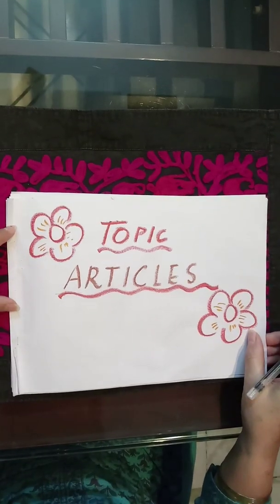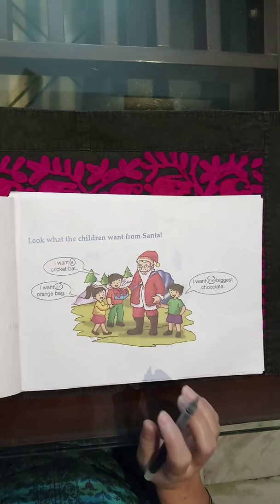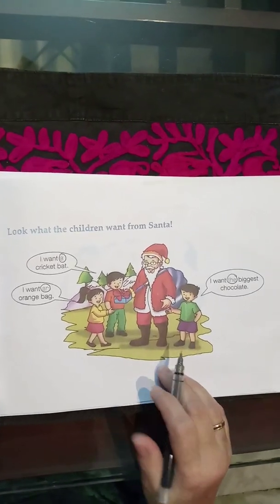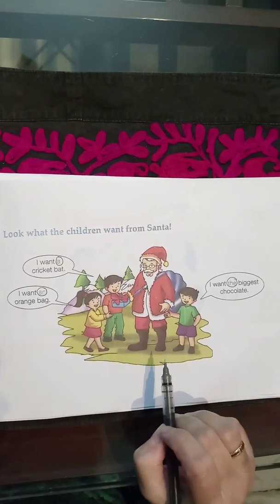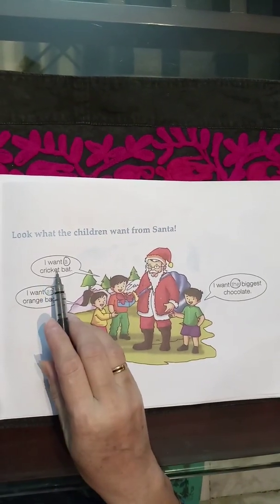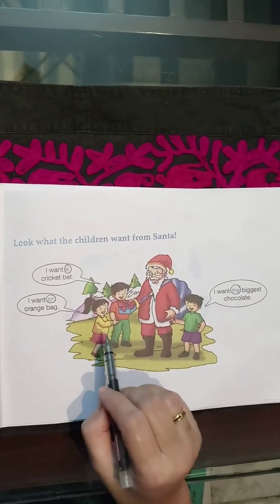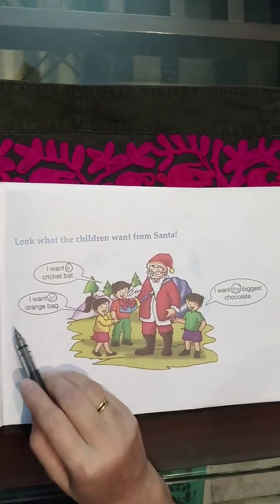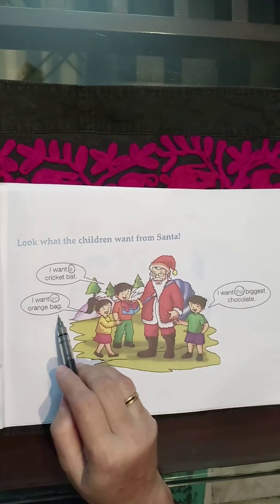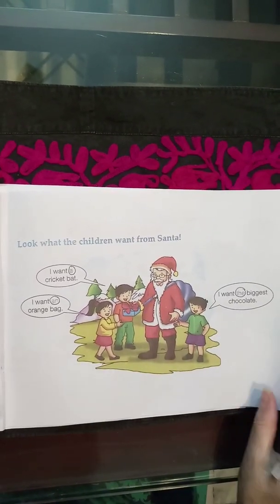Children, the topic for today is articles. Now, look at the picture. What do you see in the picture? The children are asking for gifts from Santa Claus. A boy says, I want a cricket bat. And this little girl in the yellow t-shirt, she's saying, I want an orange bag. And this little boy, he says, I want the biggest chocolate.